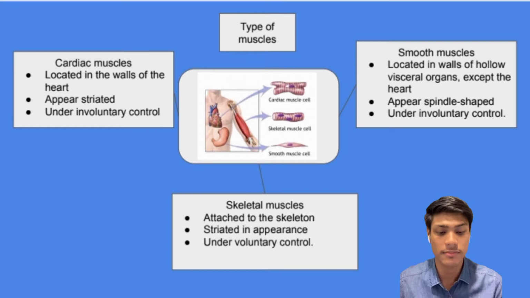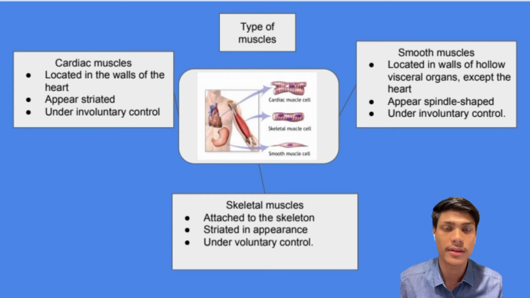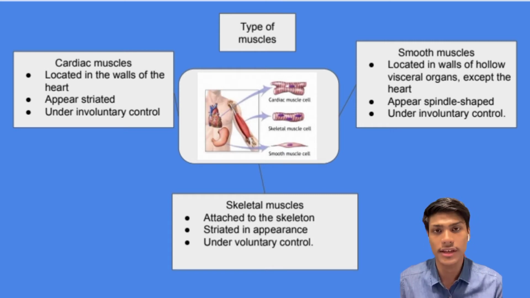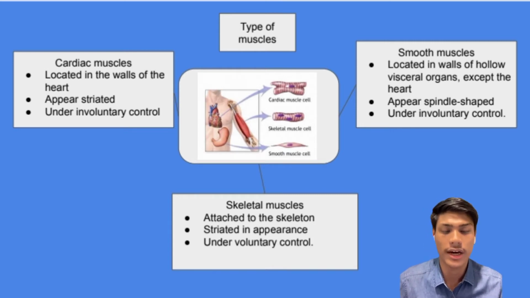Next, skeletal muscle. Skeletal muscle fibers occur in muscles which are attached to the skeleton. They are striated in appearance and also under voluntary control.